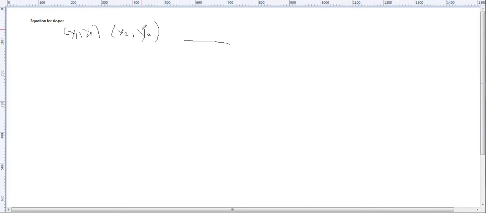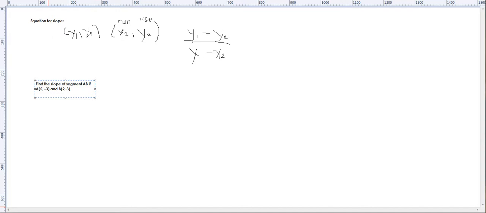So our y is what we rise. I'm going to write the word rise above the y just so I can remember that. And I'm going to take y1 minus y2. That's going to be our rise. And then our run is our x. So I'm going to take our x1 minus our x2. And that will give us how far we run, or how far we go with our coordinates.